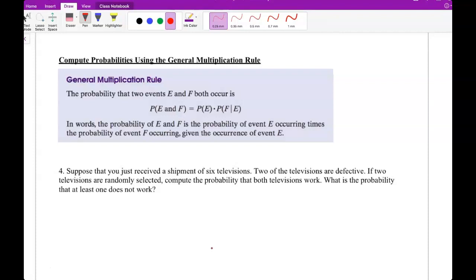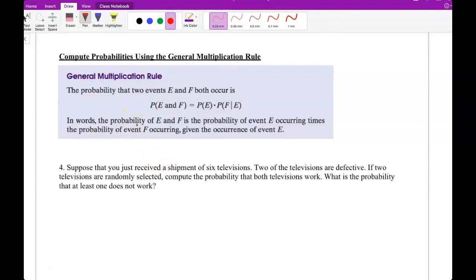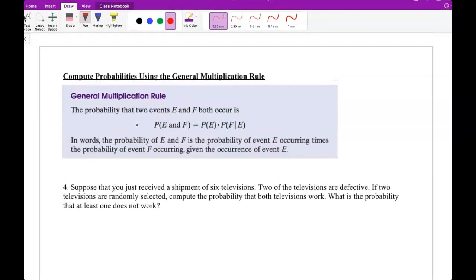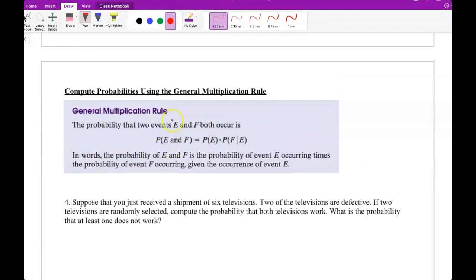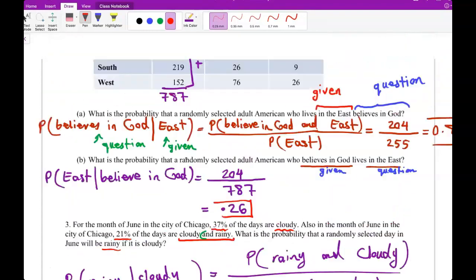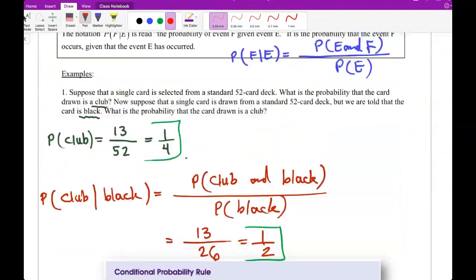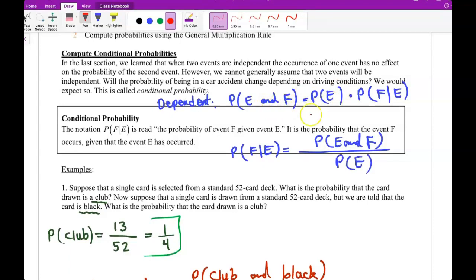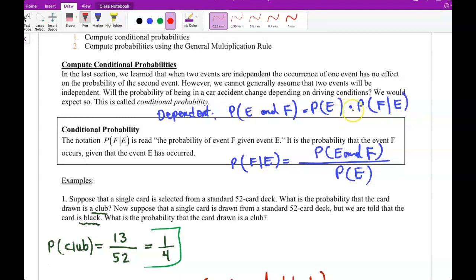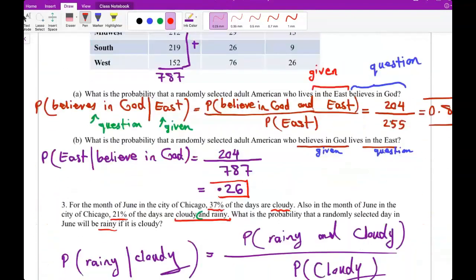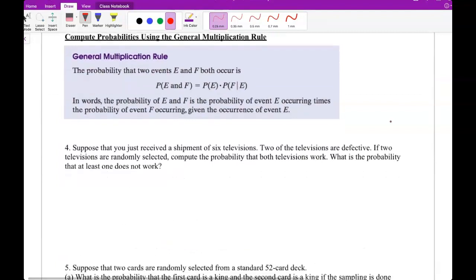Now next part, the general multiplication rule. I also covered this in the first step. From that part we got this part. And I said that when we have two dependent events, E and F are dependent, we're going to have this instead of having P of E multiplied by P of F, because here F depends on E. So we have that part here.